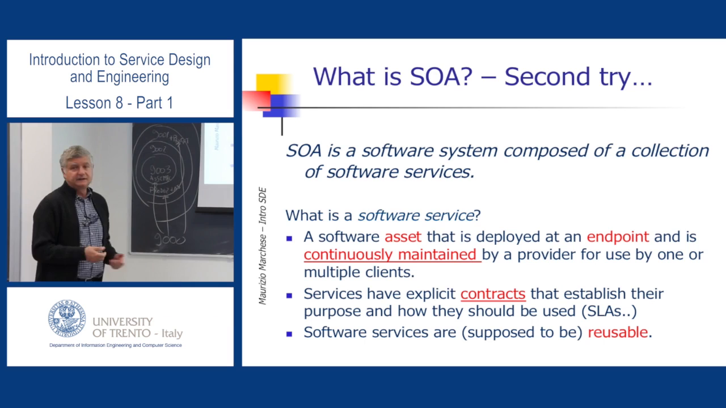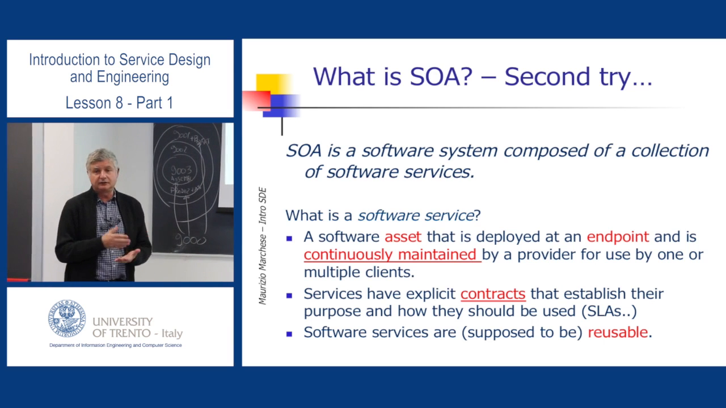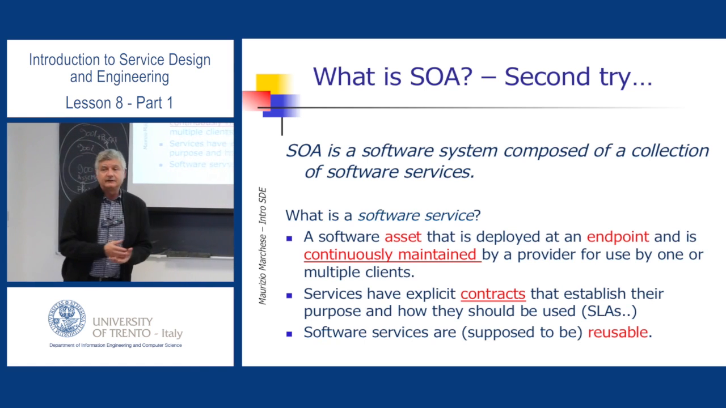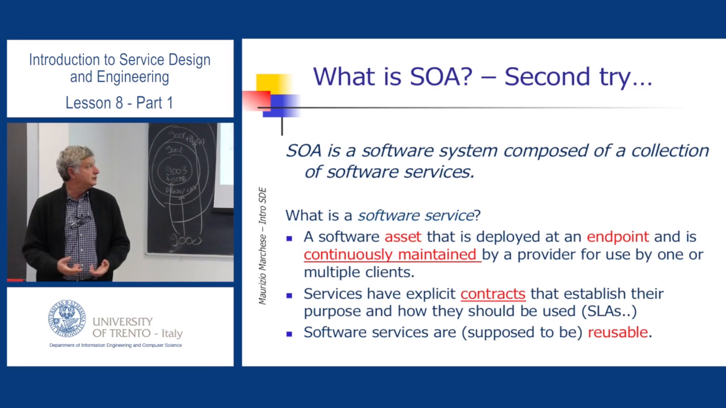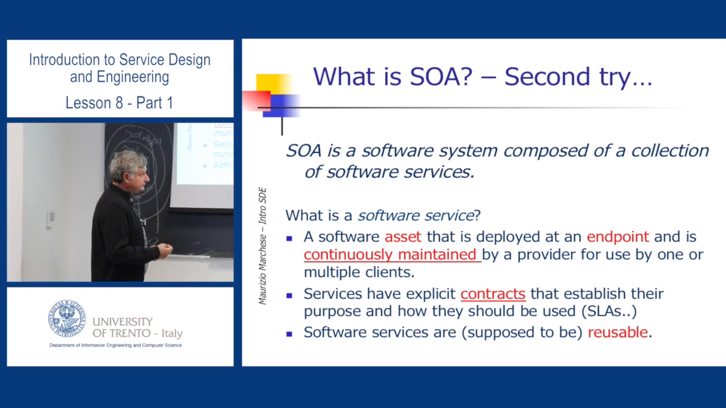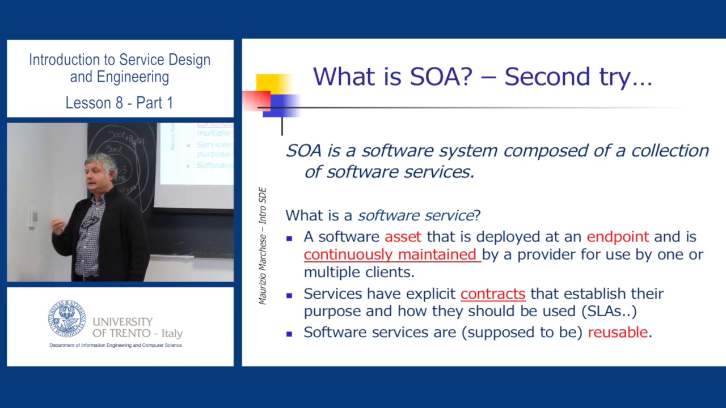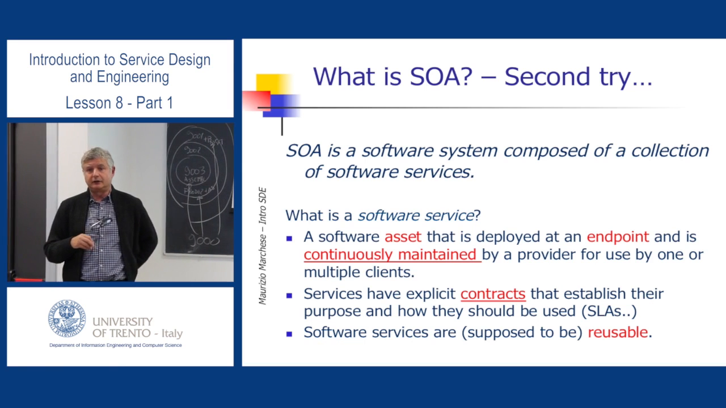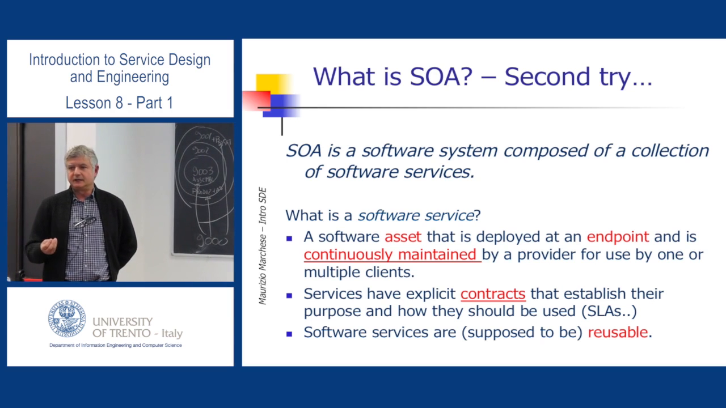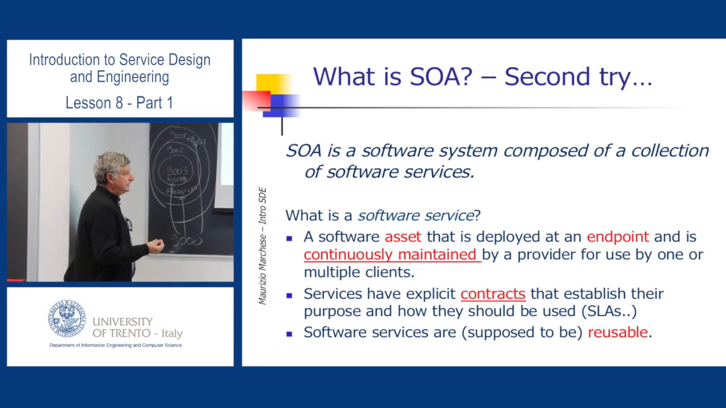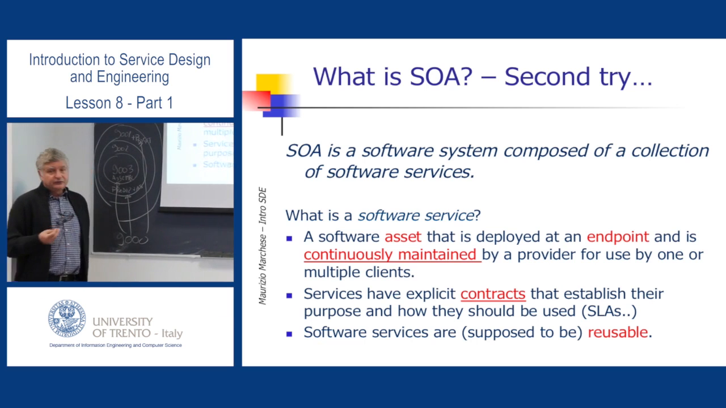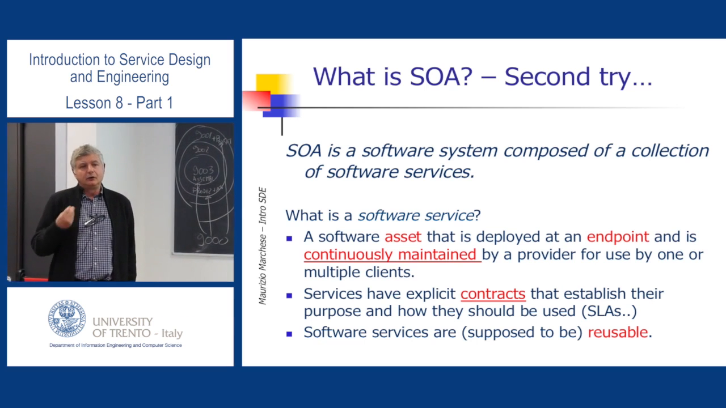Service-oriented architecture is a software system, so it's an information system composed of a collection of software services. And then we have to define what is a software service. A software service has to have a value, so it's an asset, a resource that is deployed at a given specific endpoint. So here we are a little bit more technical than the generic definition of before. We need to have an endpoint, which could be a URL. Typically, as you know, it's a uniform identifier. And it is also continuously maintained, in the sense that it's always available.